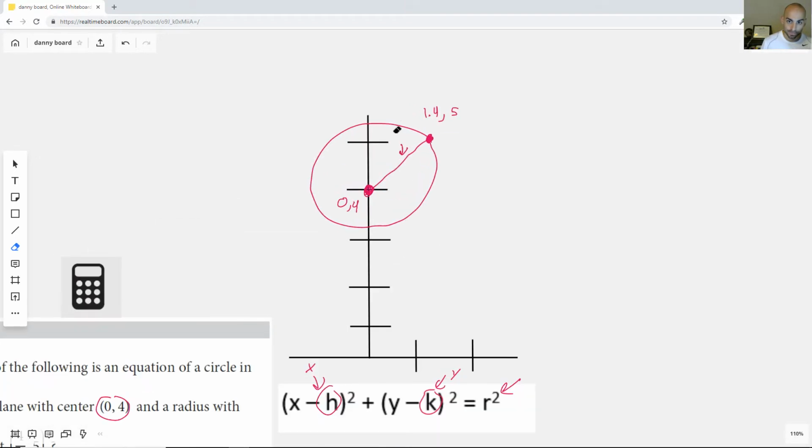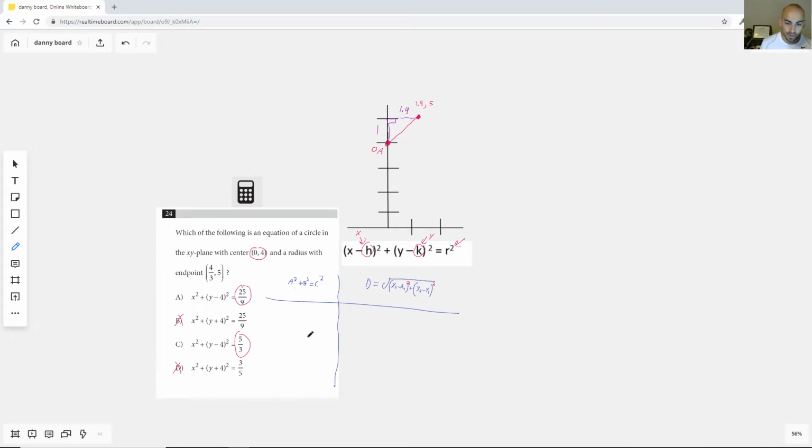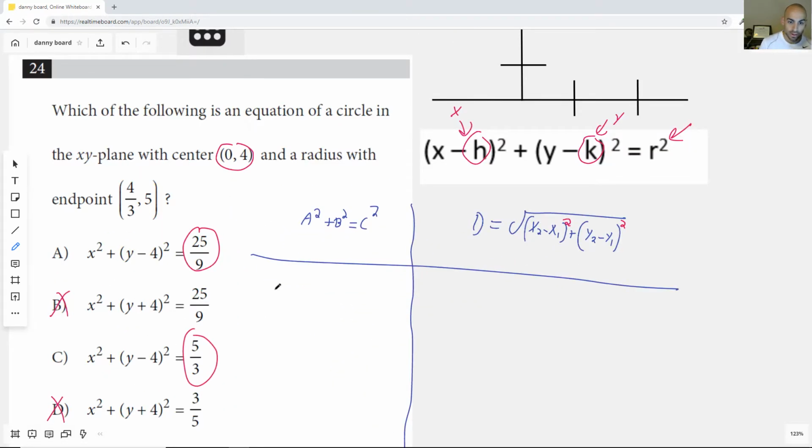Using the triangle theorem, the Pythagorean theorem, I'll complete this triangle right here in a different color, let me say purple. Now I'm finishing this triangle. What I can see is that my change in y is a value of 1, whereas my change in x is 1.4. Plugging that into the Pythagorean theorem, I end up with 1 squared plus 1.4 squared equals our radius squared.